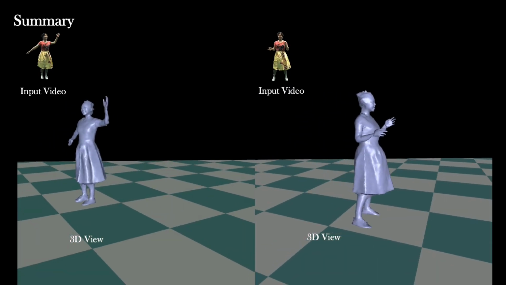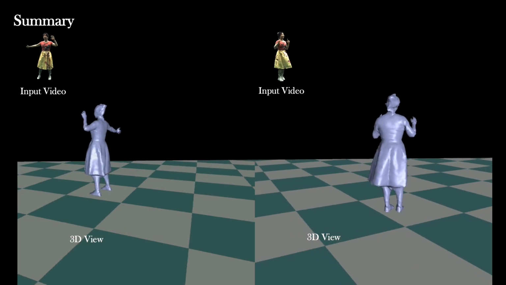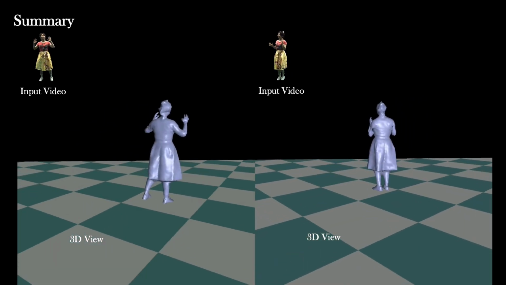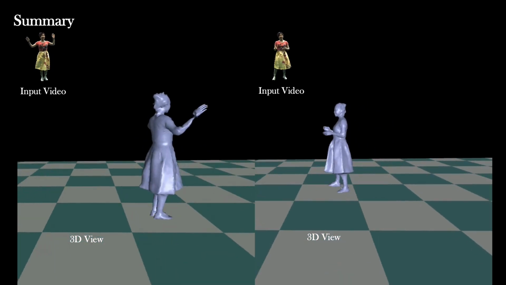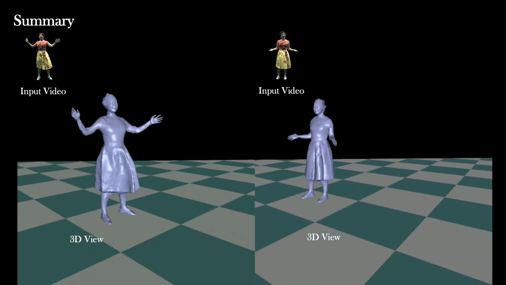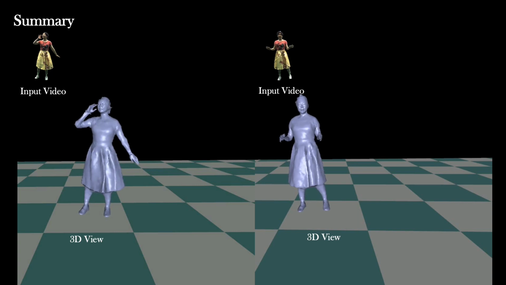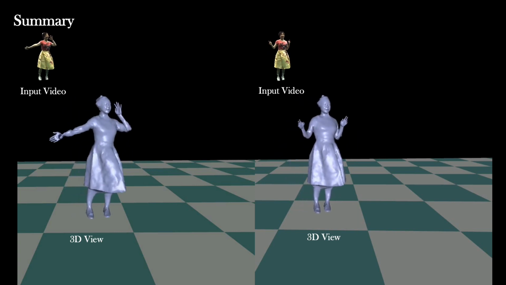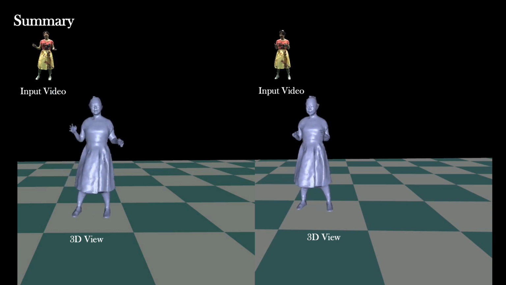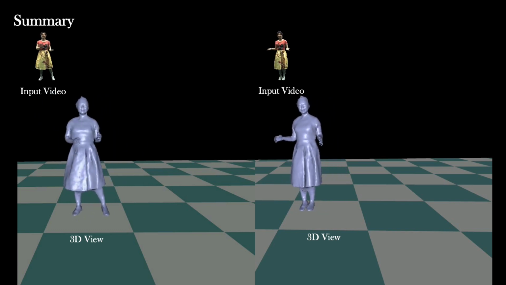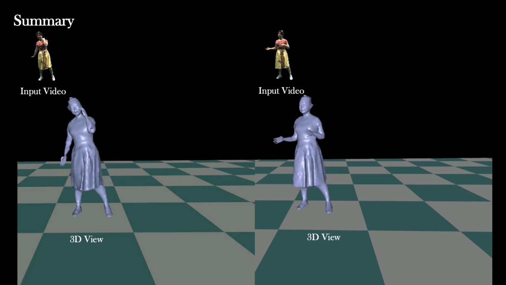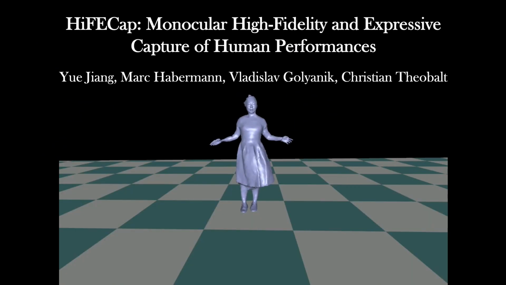We observe that the combination of all terms leads to the best reconstructions, confirming our design choices. In summary, our method improves the state-of-the-art in several ways. First, we achieve a much higher geometric accuracy on the dense and deforming 3D human surface. Second, our approach is a clear step towards a more expressive and complete capture of all aspects of the human, including skeleton pose, clothing, hands, and face. Thank you for your attention.